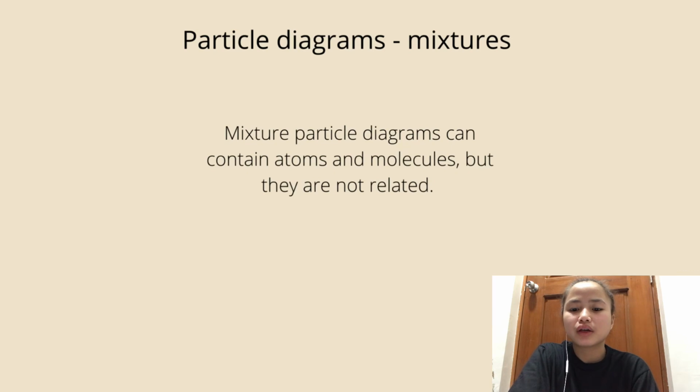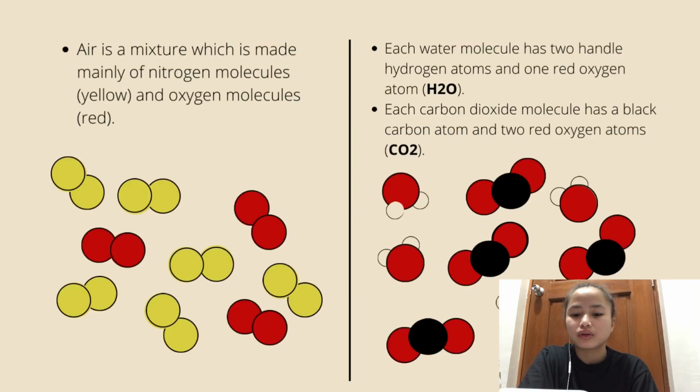A particle diagram of a mixture can include atoms and molecules, but they are not bonded together. So this one is an example. This particle diagram shows air. Air is a mixture made mainly of nitrogen molecules, the yellow ones, and oxygen molecules, the red ones.